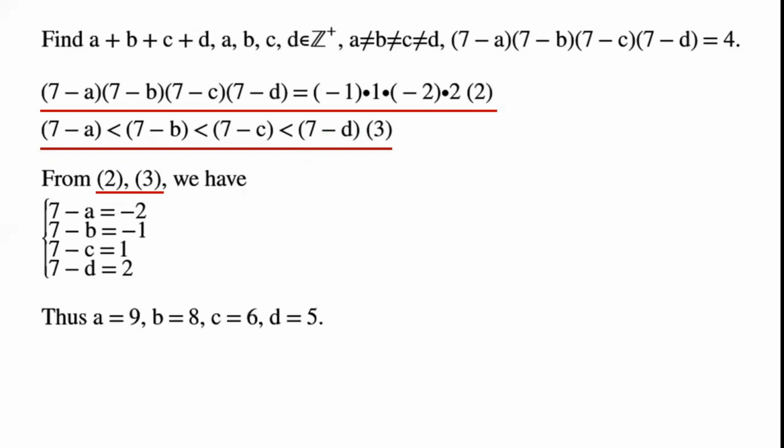Thus, a = 9, b = 8, c = 6, d = 5. Hence, the sum of a, b, c, d equals 9 + 8 + 6 + 5, which is 28.